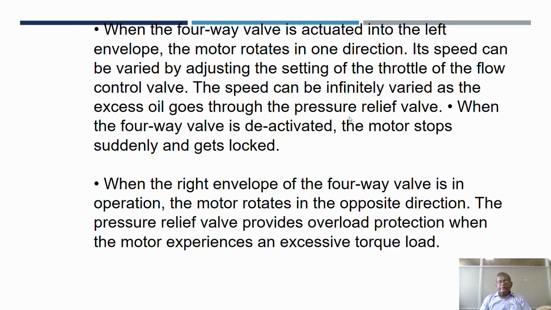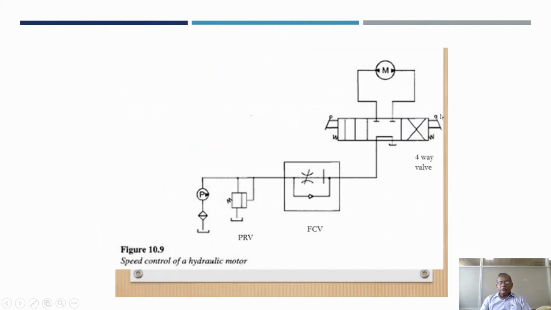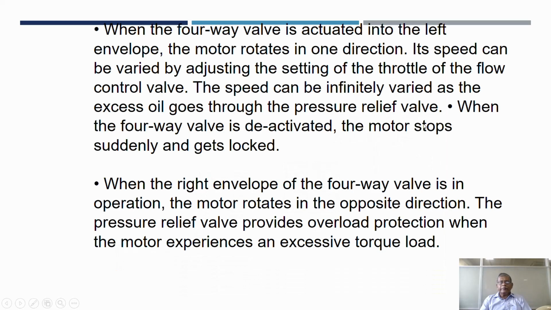When the right envelope of the four-way valve is in operation, that is this one, right envelope, this is the left envelope, the motor rotates in the opposite direction. The pressure relief valve provides overload protection when the motor experiences excessive torque load.